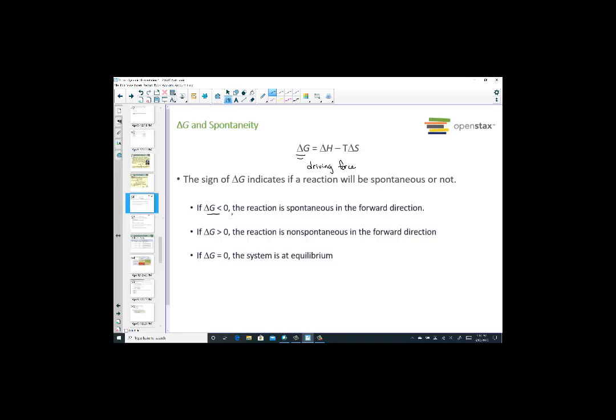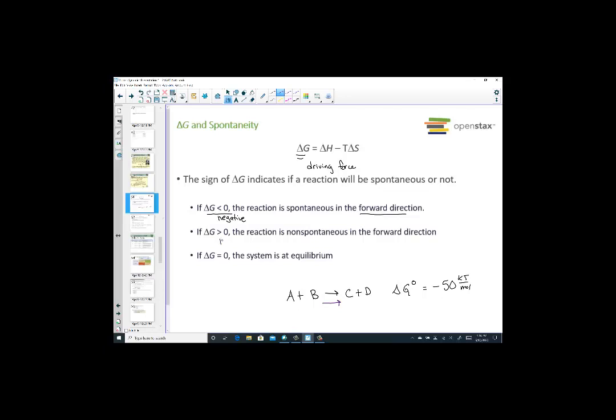Now, if delta G is negative, delta G is less than 0, the reaction is said to be spontaneous in the forward direction. So if I have a reaction A plus B yields C plus D, and the standard Gibbs free energy value comes out to be negative, let me just make up a number, negative 50 kJs per mole. That tells us that this reaction is spontaneous in the forward direction. It would be non-spontaneous in the reverse direction.